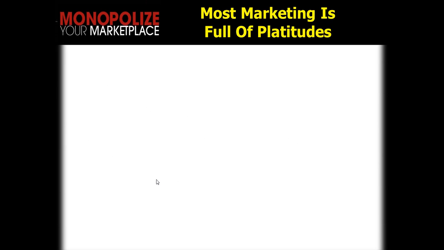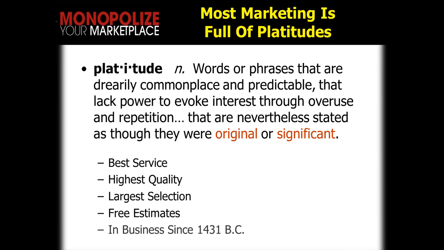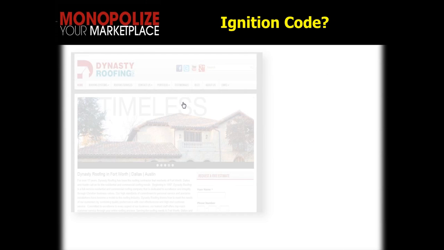Well, we know that most marketing is full of platitudes: words and phrases that are really commonplace, predictable, that lack power to provoke interest through overuse and repetition, that are nevertheless stated as though they're original or significant. You probably know that. Best service, highest quality, largest selection, free estimates. We've been in business since 1431 BC. These are not ignition code type phraseology. They may be based on an ignition code advantage, but you can't communicate it like that if people are simply not going to know.